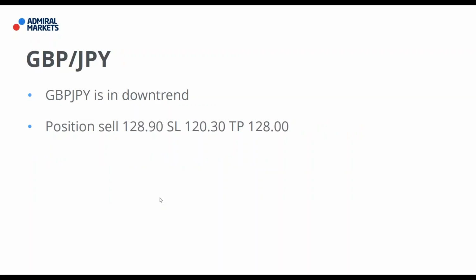And pound yen, I would sell pound yen around 128.90. This is a typo, guys, of course. So 129.30 is a stop loss. Okay, so this is 129.30 stop loss with target at 128.00.